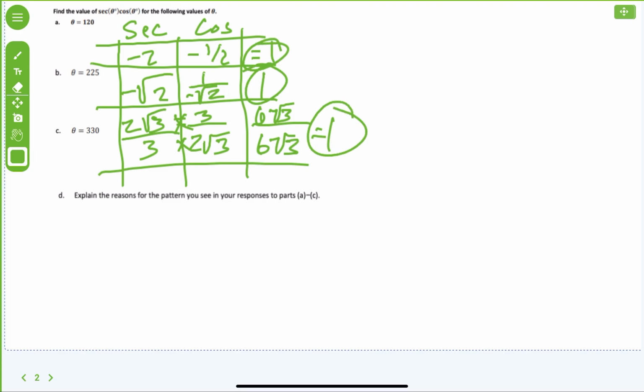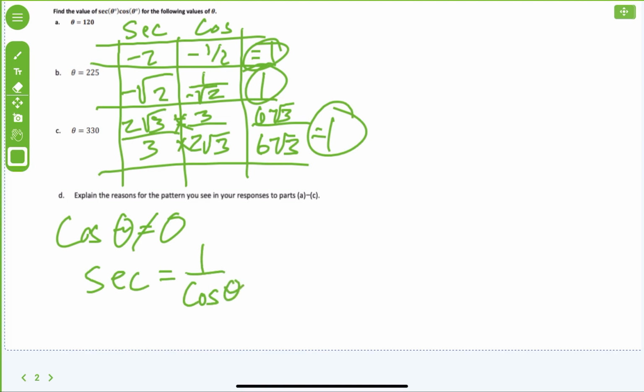Okay. So D says explain the reasons for the patterns that you see in this problem. Okay. Well, what I would say is cosine, first of all, as long as it is not 0, this is kind of one of those extraneous solutions, then we know that secant is equal to 1 over cosine of theta. And that's the reason why cosine of theta can't be 0, right?